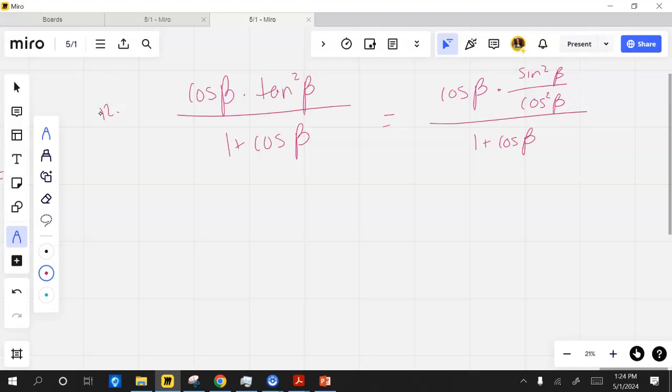All right, what happened? Bye-bye one of the cosines. I was scared where you were going with that one. All right, I got sine squared over cosine.